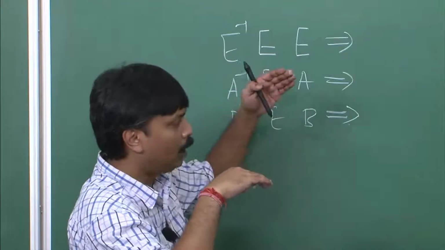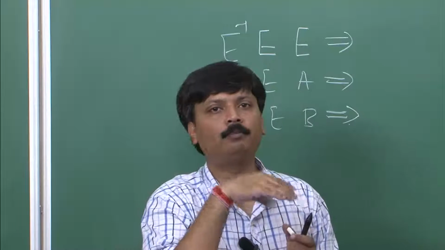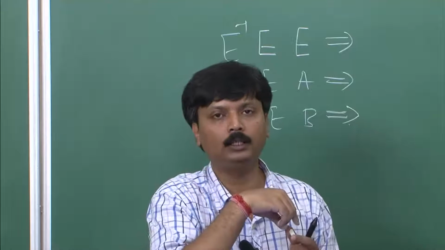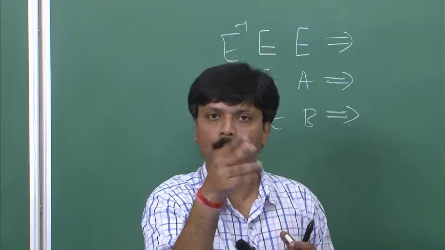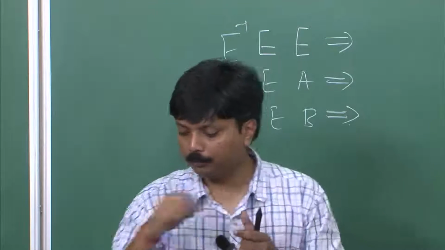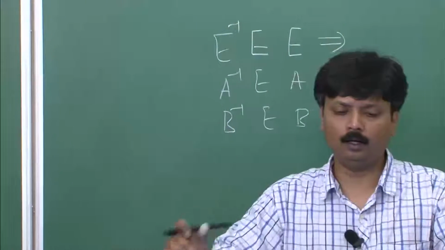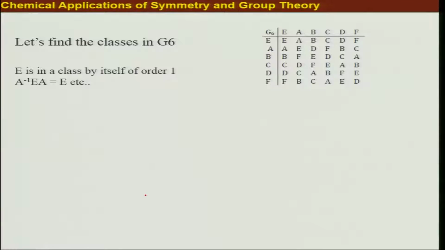Now out of these 6 you may have 3 different elements appearing twice, or you may have 2 different elements appearing thrice. Those 2 or 3 elements that you find coming again and again will form a class, and that's exactly what we are going to do.